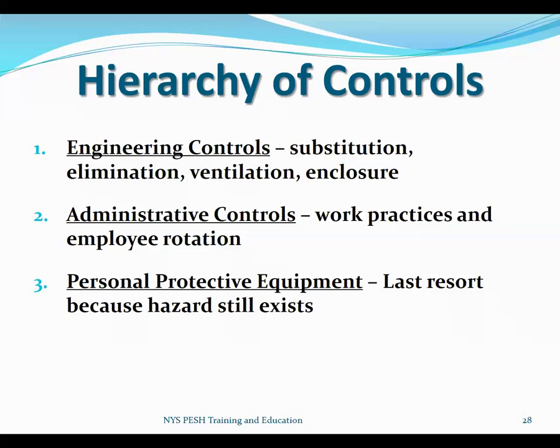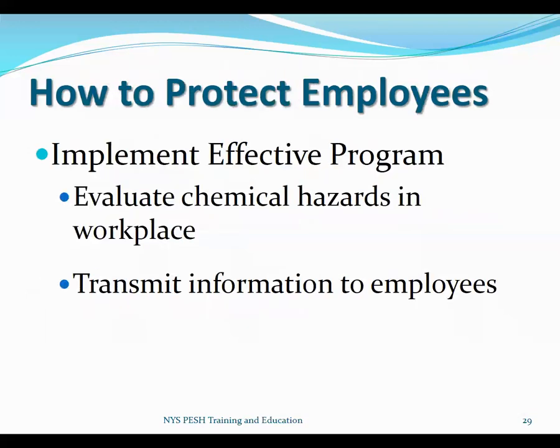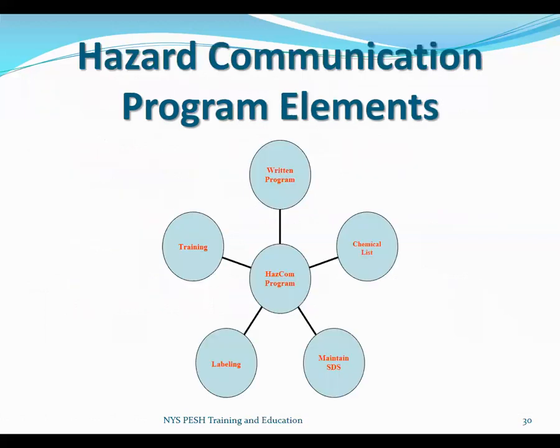So how do we protect employees? We implement this effective program. We evaluate the chemical hazards in the workplace. We transmit this information to employees. And there's several elements of this hazard communication program training, which we're going over today. The written program, which is available, and this is basically a condensed version of that program. Your chemical lists, we'll touch on those in a second. Maintaining SDSs or safety data sheets, as well as labeling, are all elements of our hazard communication program.